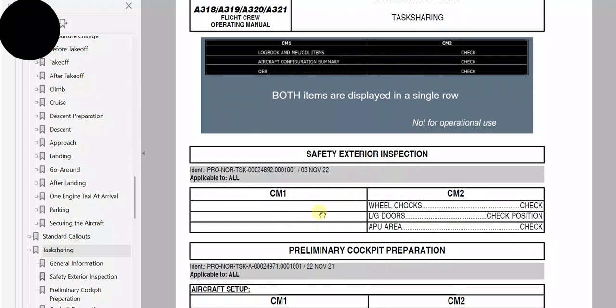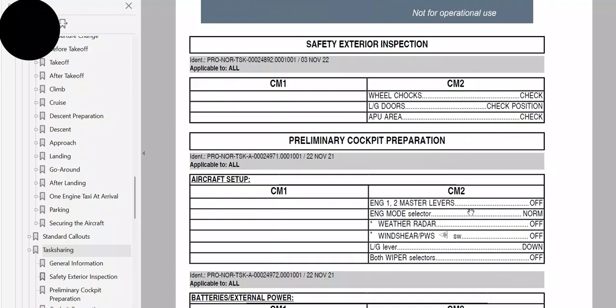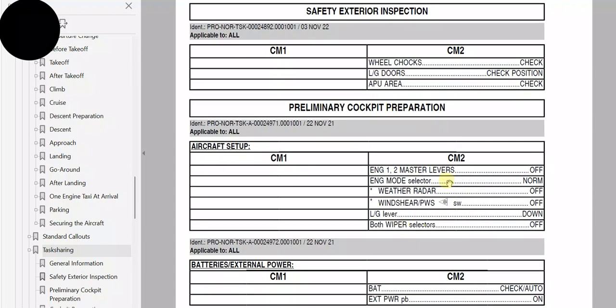CM1 here in safety exterior inspection is doing nothing, but CM2 needs to check the wheel chocks, landing gear doors, APU area. And then when we come to the preliminary cockpit preparation: engine 1 master lever off, engine mode selector norm, weather radar off, and so on.